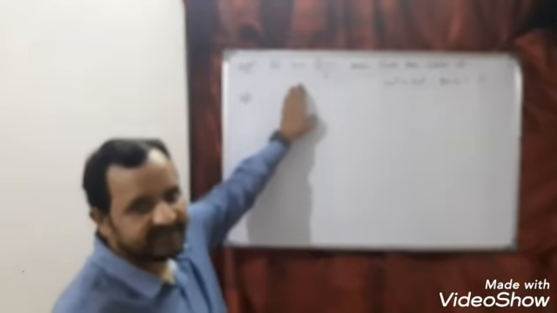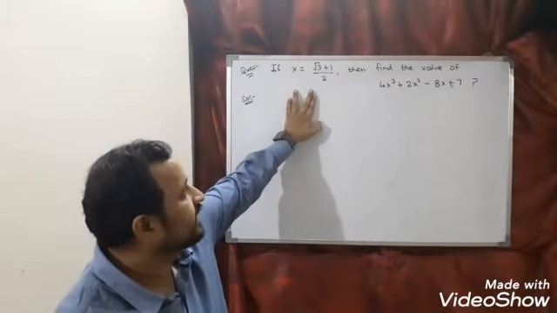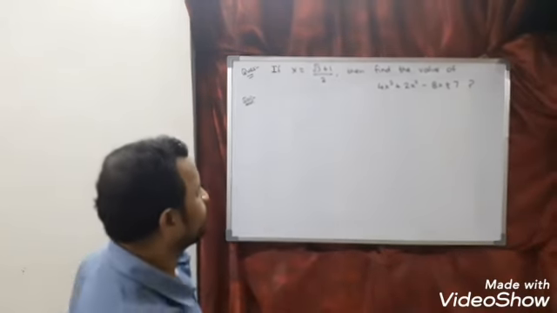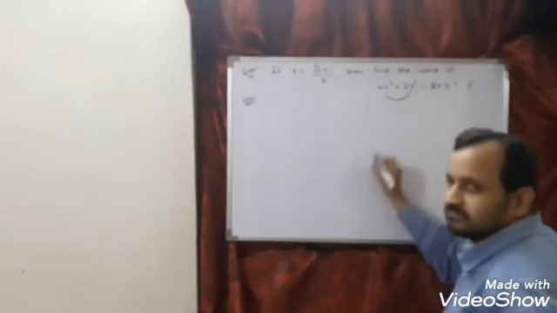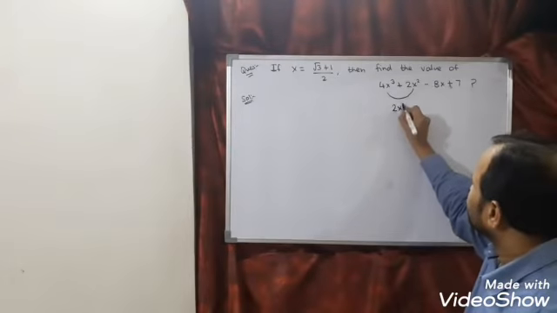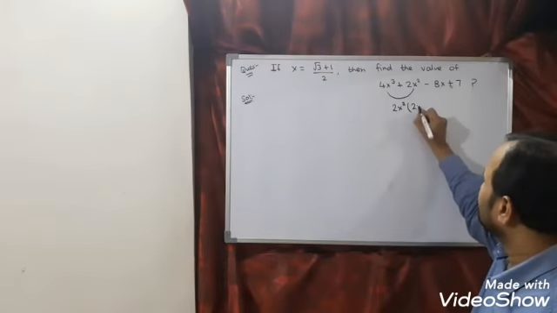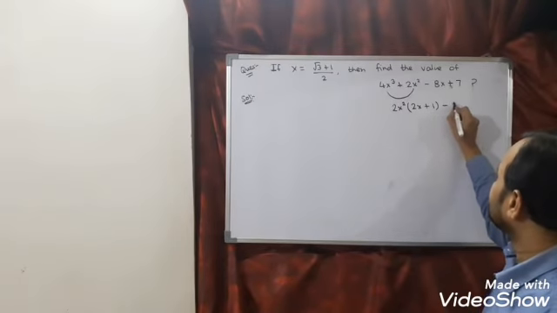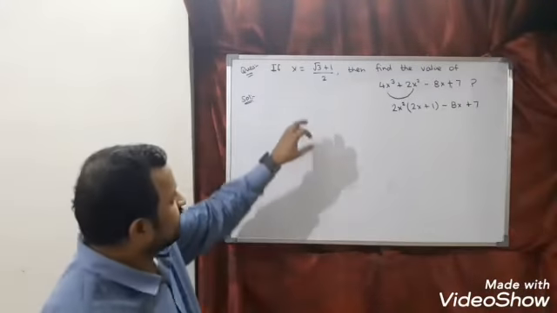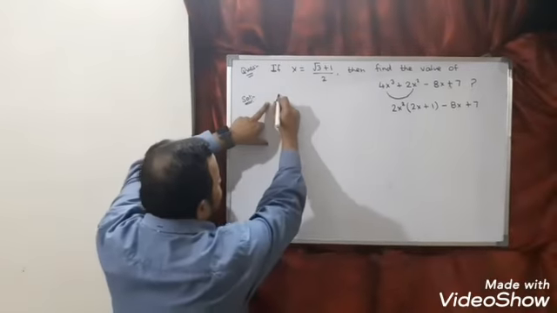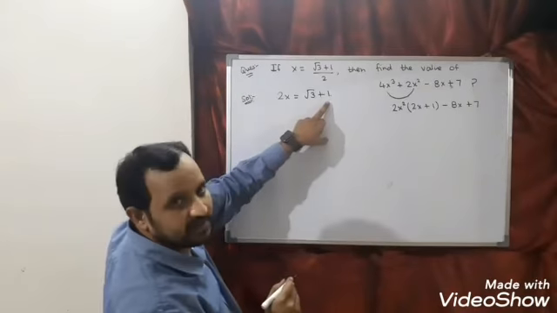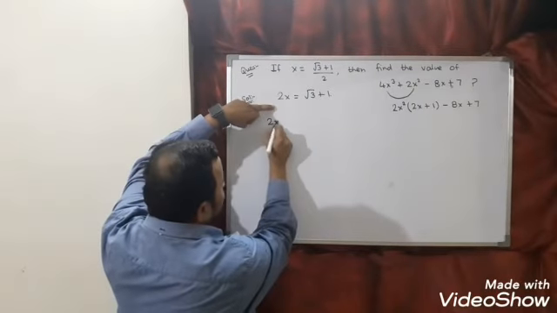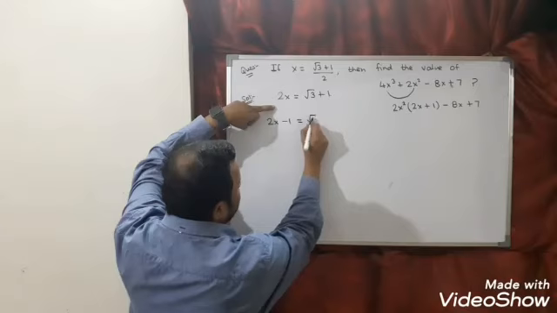The next question is, if x is equal to root 3 plus 1 by 2, then find the value of this. Let us calculate this. I think something we can take common here, so 2x square we can take common. What you will get here is 2x plus 1 minus 8x plus 7. Now I am cross multiplying: 2x is equal to root 3 plus 1. This 1 I am shifting this side, so 2x minus 1 is equal to root 3.